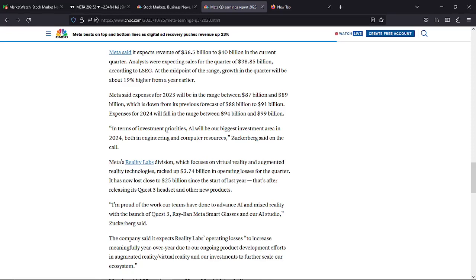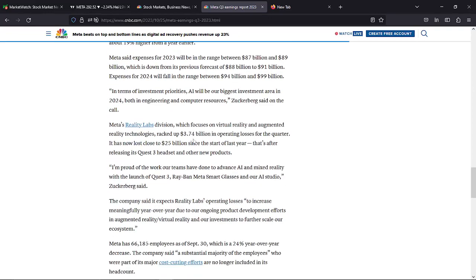And everybody knows AI. Well, Meta is in big data, right? They have all your data. All your data. You've got your mom, your dog, your cat, and your mouse. So AI will be our biggest investment area in 2024 going forward. Matter of fact, they have been pumping $3.74 billion in operating losses for the quarter into the Reality Labs division. And so far they have lost close to $25 billion.